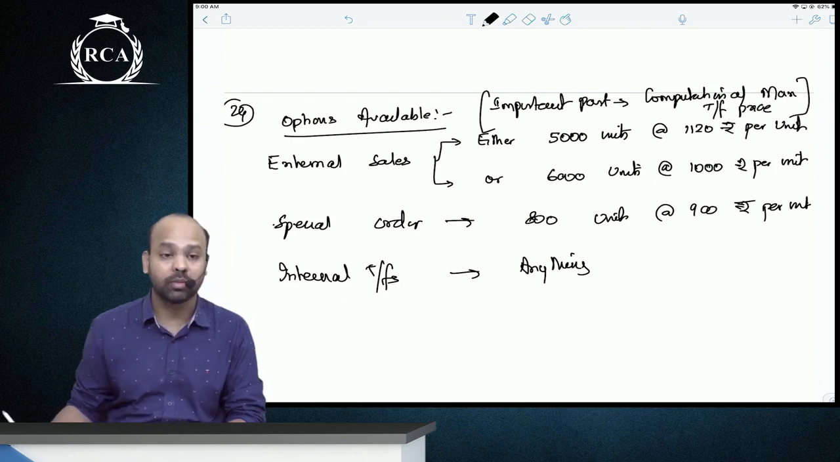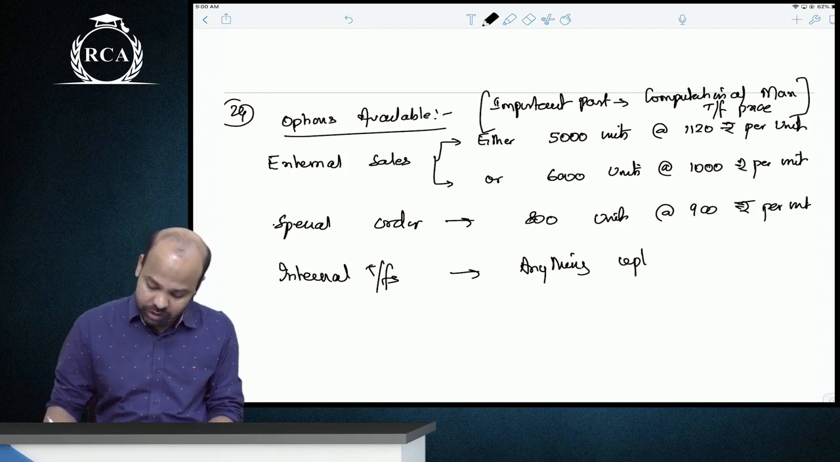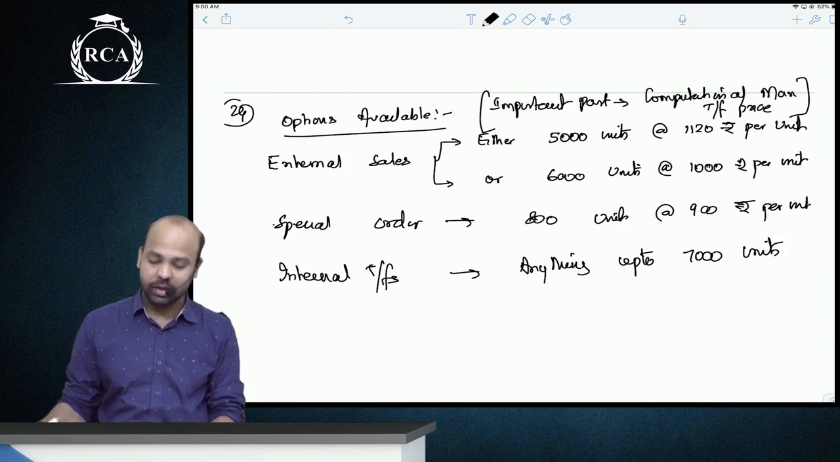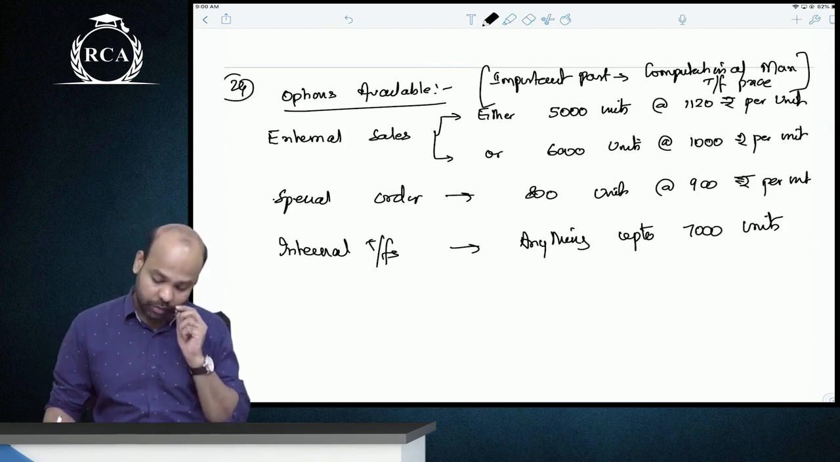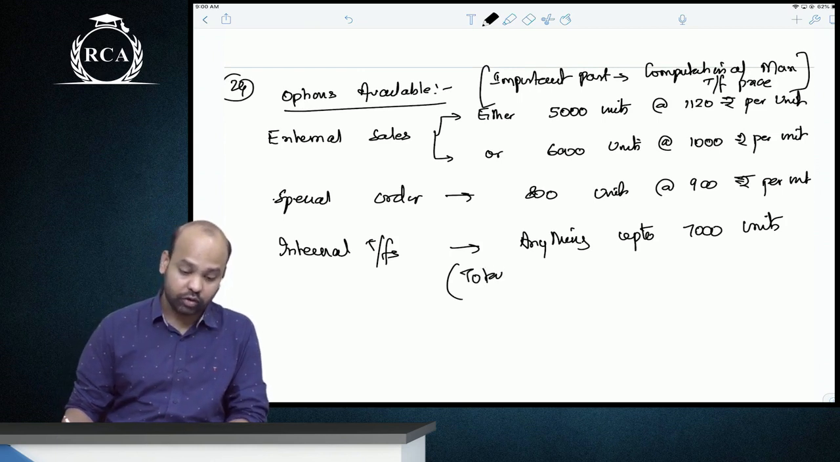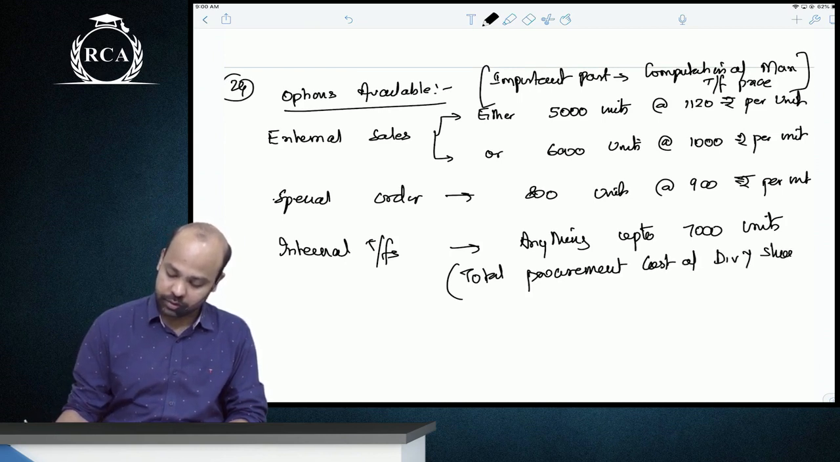Rest everything is normal, guys. Anything up to 7,000 units, any quantity up to 7,000 units, they are willing to buy. Remember, guys, the total procurement cost of division Y should not change. The total procurement cost of division Y should not change.